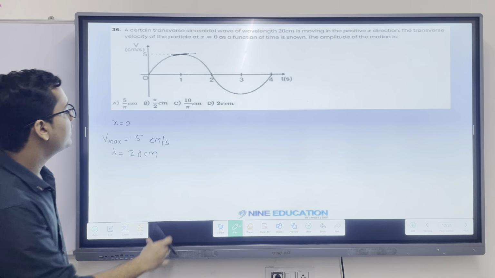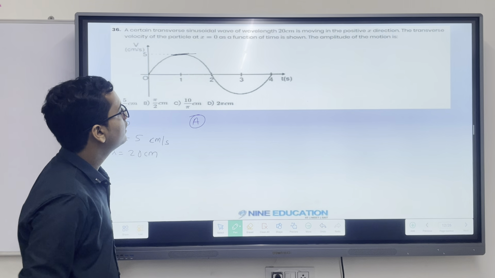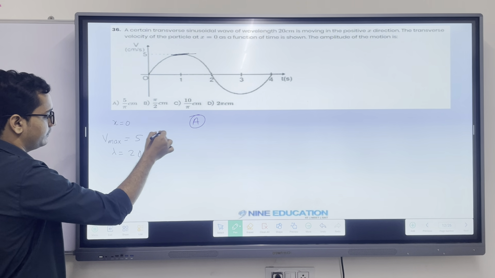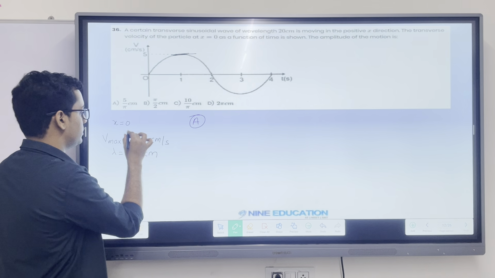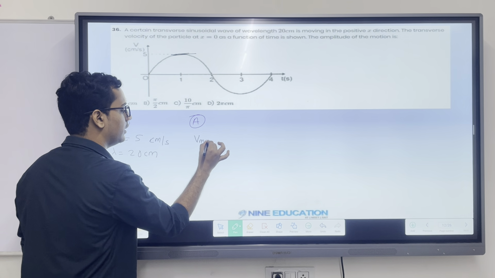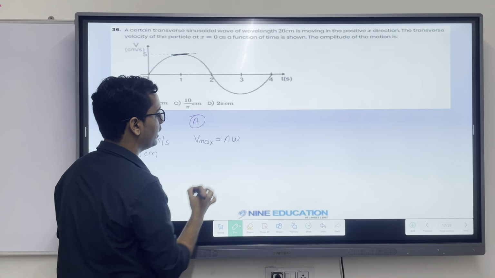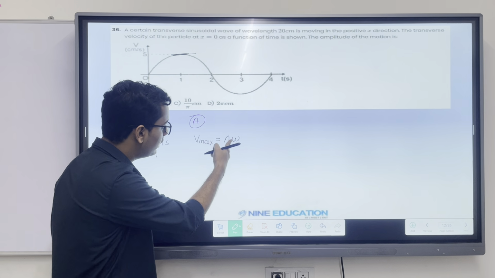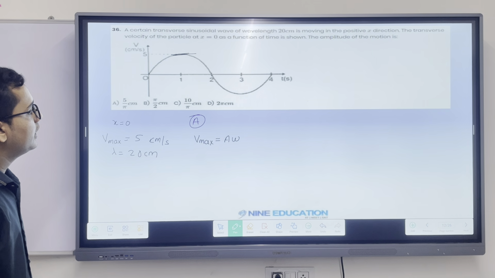You need to find the amplitude. So I will say Vmax is nothing but A omega. Vmax is known to us, and the amplitude we need to find. What about this omega value?